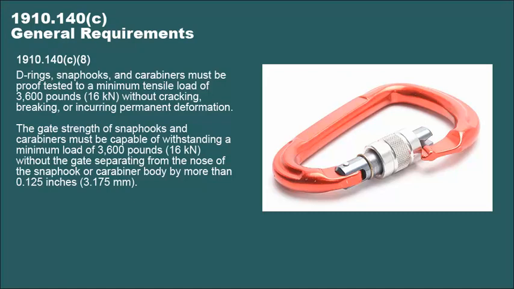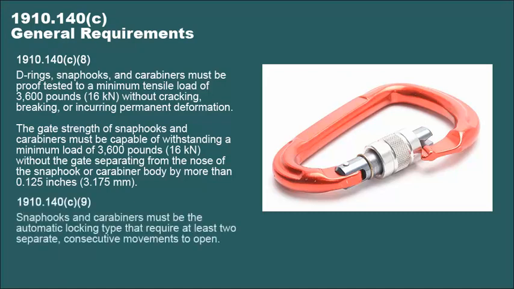Also see 1910.140C17, inspection of system and components after impact loading. Also, see 1910.140 Appendix C, Section G, inspection considerations. If upon inspection by a qualified person it is determined that the separation of the gate and nose of a snap hook is unsafe, it should be removed from service.